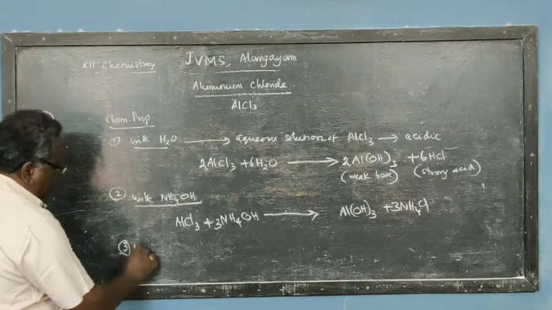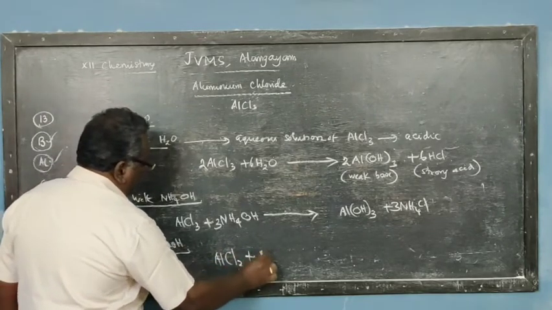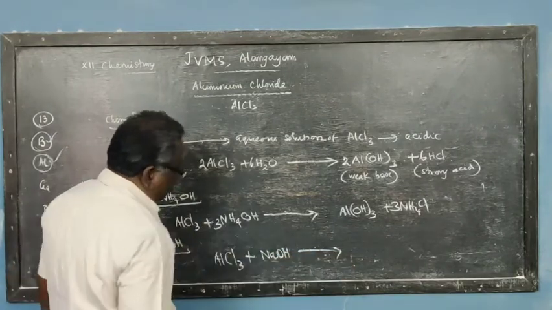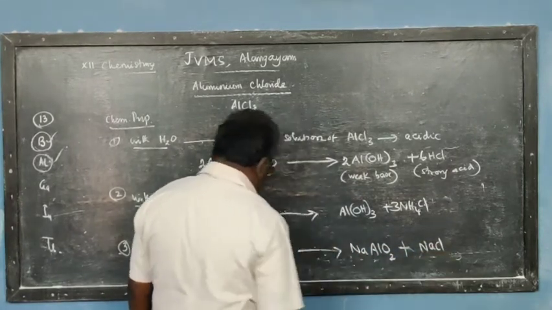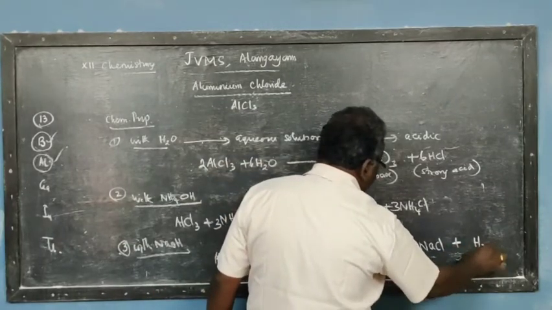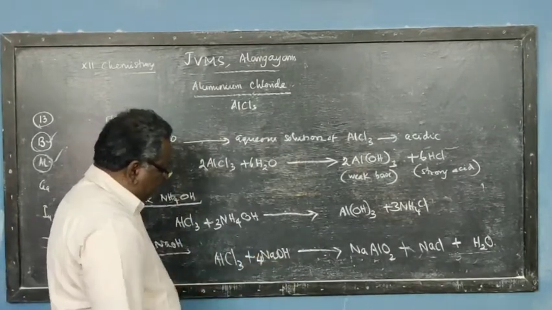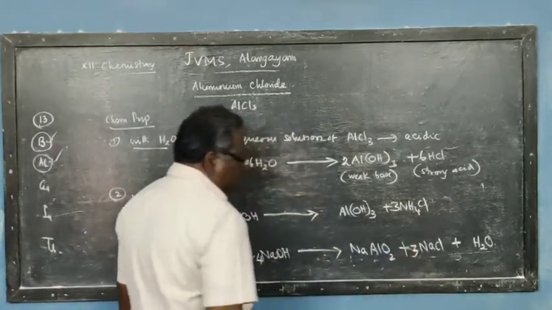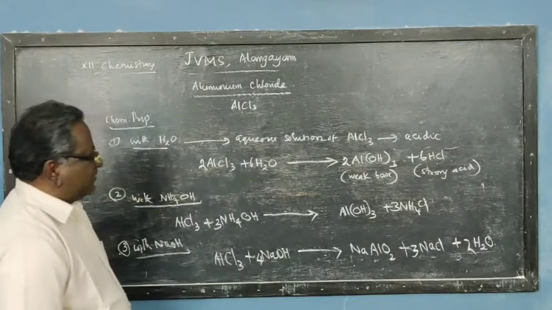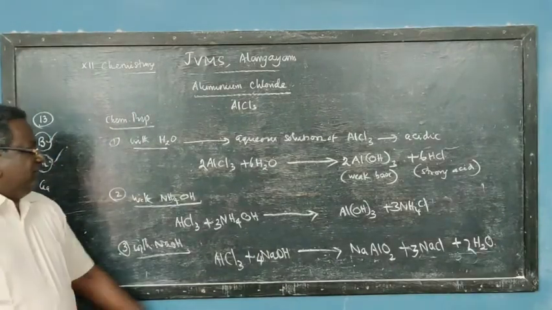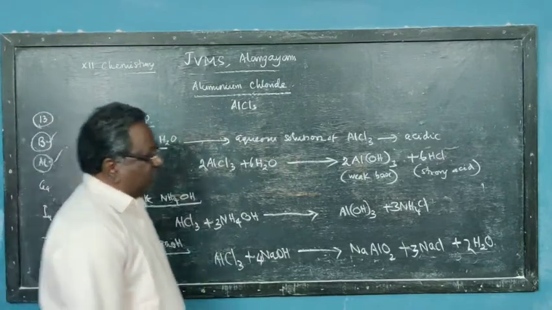And the third one is with sodium hydroxide. Aluminum chloride reacts with sodium hydroxide. In this, it is forming sodium meta-aluminate. Along with that, sodium chloride and water molecules are being produced. In this, 4 sodium will be used because there are 3 chlorine, we will get 3 sodium chloride. Now 3 plus 1, 4. Then 4 hydrogen and 2 water molecules will be produced. So this is how aluminum chloride reacts. One is with water, then with ammonium hydroxide, the third one with sodium hydroxide.